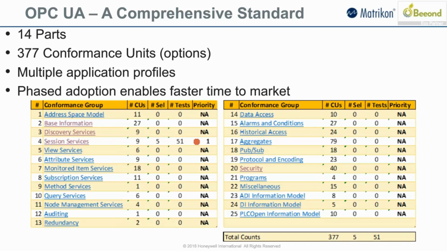You don't need to bite it off all in one chunk. You can do it in steps. But in most cases, you also don't need all 377 conformance units. You need some subset, and with our experience around OPC UA, we can cut to the chase pretty quickly.